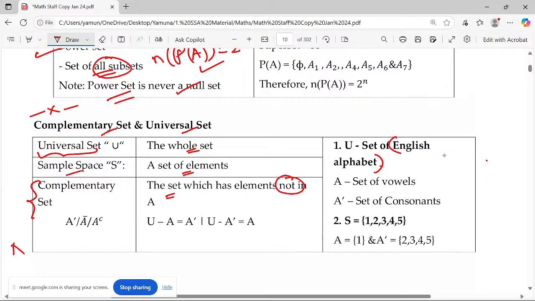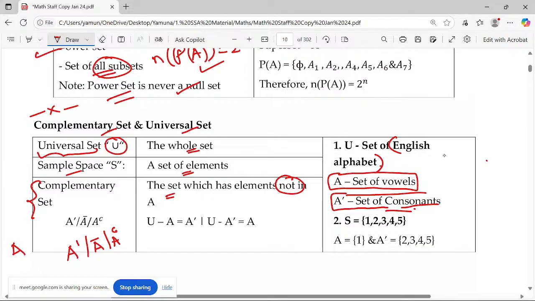So if I'm talking about A, which is the set of vowels, then A dash, which is not in A, will be the set of consonants. So how do you represent it? A dash, or A bar, or A complement. You call this A complement. The universal set's notation is U.